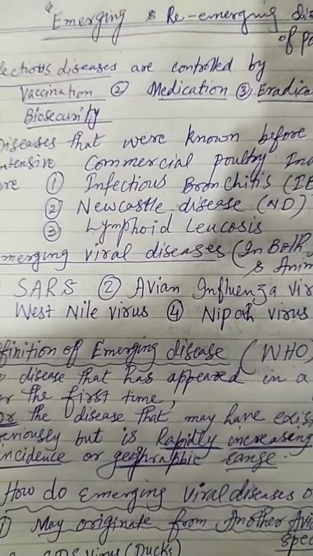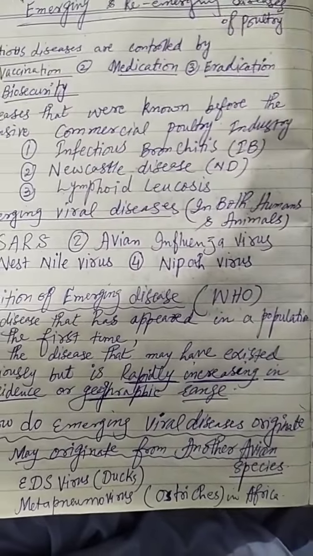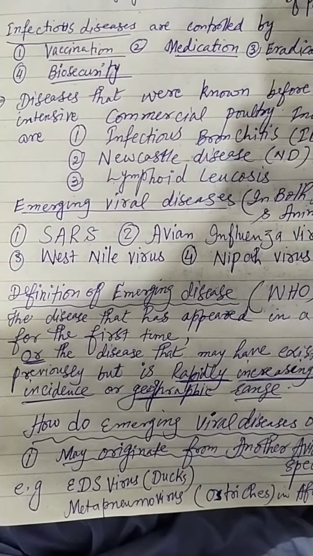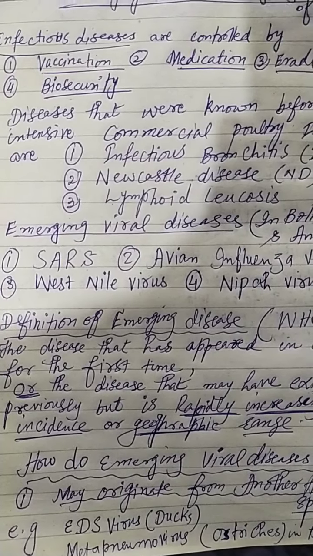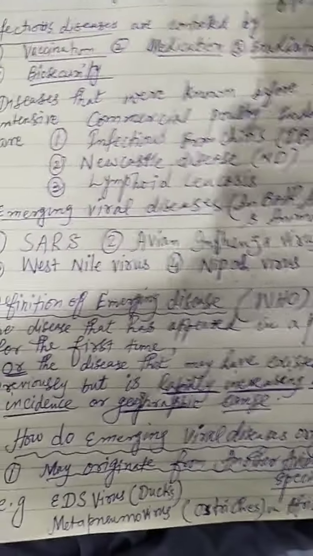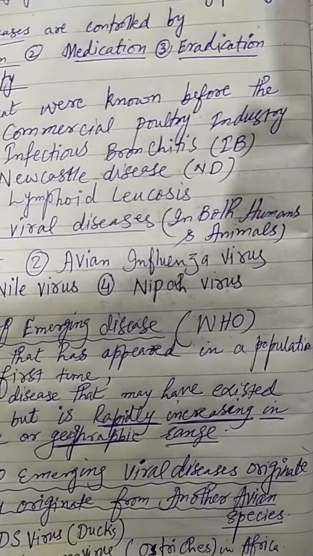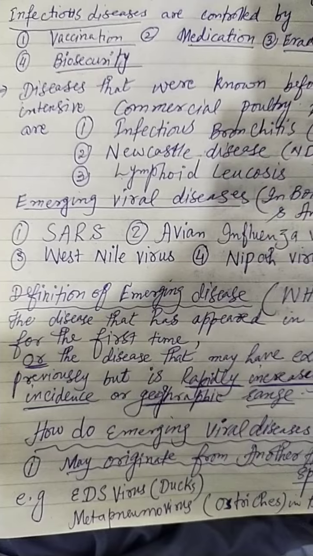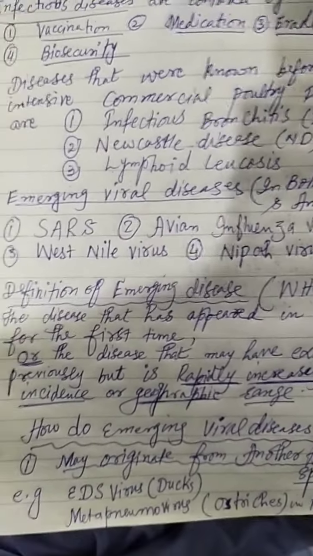lymphoid leukosis. Now, emerging viral diseases in both humans and animals. They are four. SARS, severe acute respiratory syndrome. Number 2, avian influenza virus. Number 3, West Nile virus. Number 4, Nipah virus. And what is the definition of emerging disease according to World Health Organization?